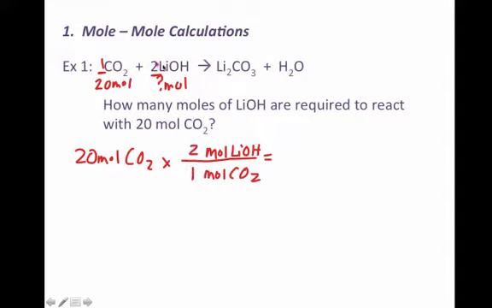Taking the coefficients from the balanced equation, I see a 2 in front of the lithium hydroxide, so I put it here. I see a 1 in front of the carbon dioxide, so I put it there. I would cancel my units and do my math. 20 times 2 would be 40 moles of lithium hydroxide. And that makes sense if you look back at the equation. The ratio tells us that we need twice as much lithium hydroxide as carbon dioxide. So if we start with 20 moles of carbon dioxide, twice as much would be 40. We just did it by setting up the math using a mole ratio.